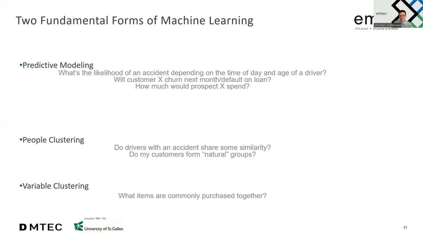Or finally, in variable clustering, you might want to do something we would call a market basket analysis. So we want to understand what items are commonly purchased together. You want to understand what's happening in the shopping basket of a person, which items form clusters, if you will.